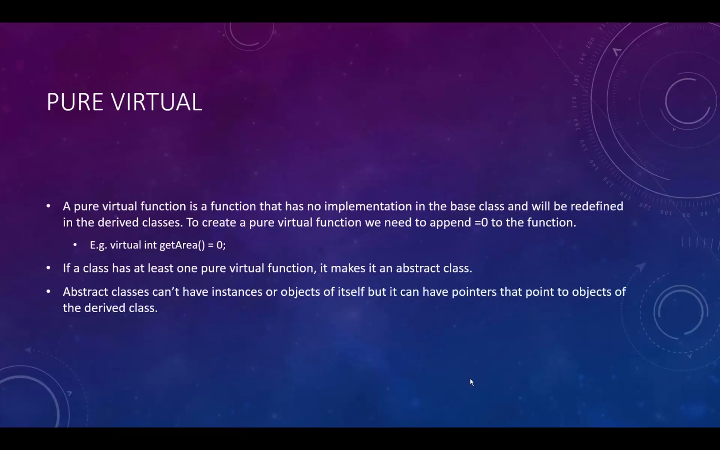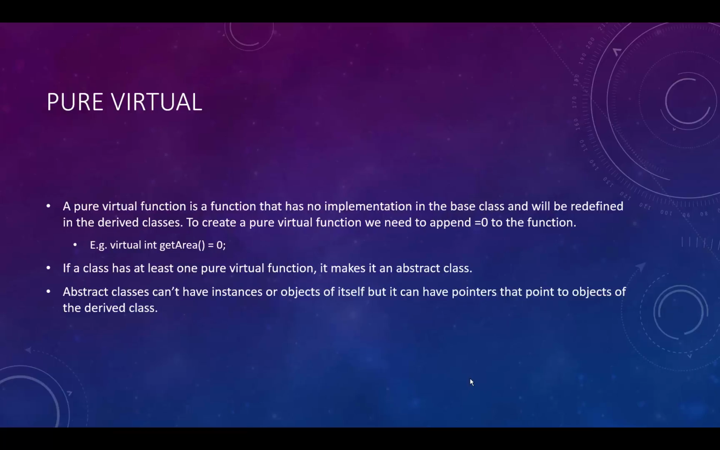A pure virtual function is a function that has no implementation in the base class and will be redefined in the derived class. To create a pure virtual function, we need to append equals 0 to the function. So for example, in our same function virtual int getArea, if we append equals 0 to the end of the function, we remove the body and leave that for later in the derived class, so we could change it or add an implementation in the derived class.